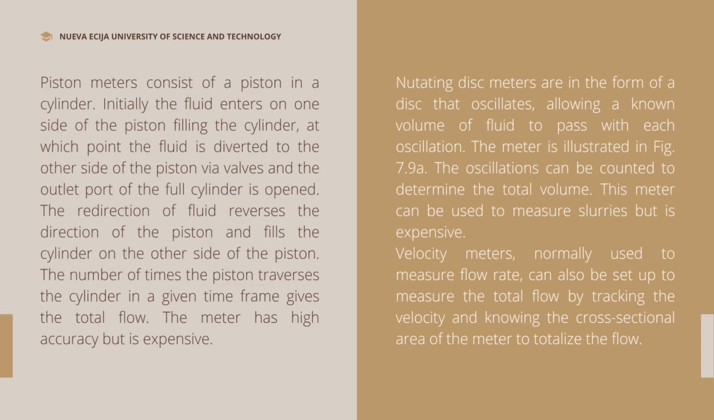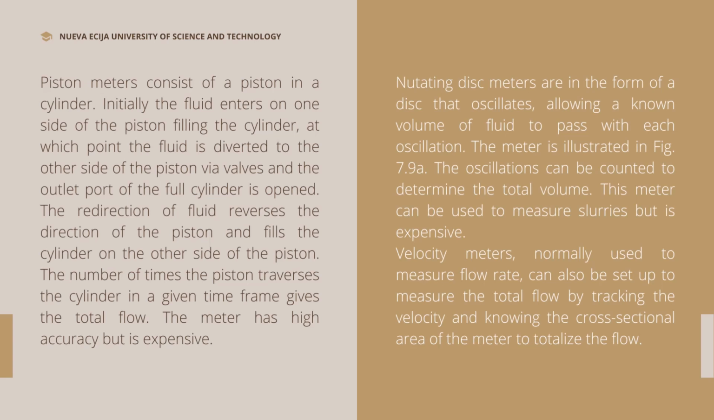Initially, the fluid enters on one side of the piston, filling the cylinder, at which point the fluid is diverted to the other side of the piston via valves and the outlet port of the full cylinder is opened. The redirection of fluid reverses the direction of the piston and fills the cylinder on the other side of the piston. The number of times the piston traverses the cylinder in a given time frame gives the total flow.